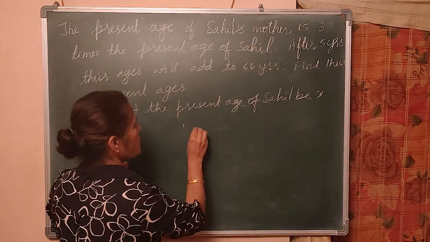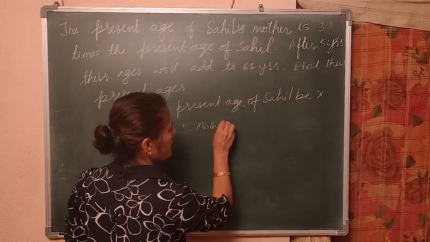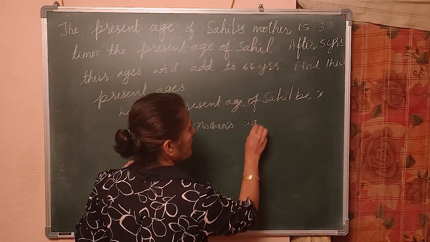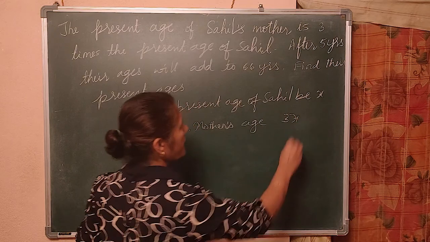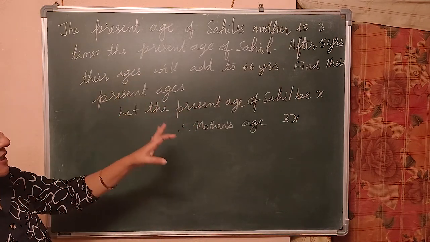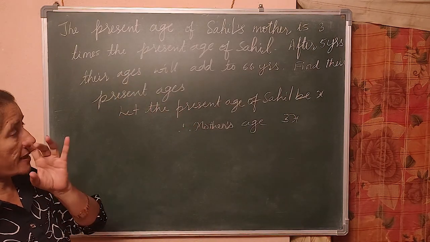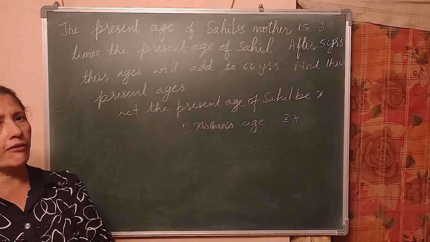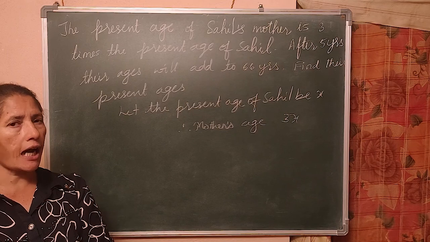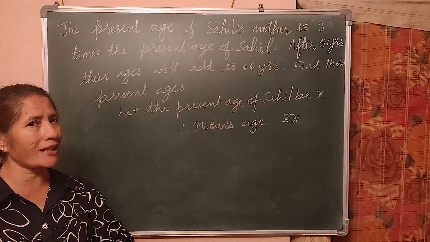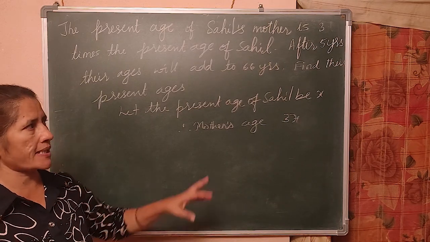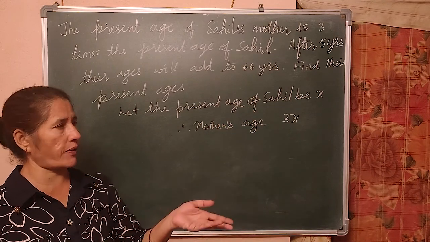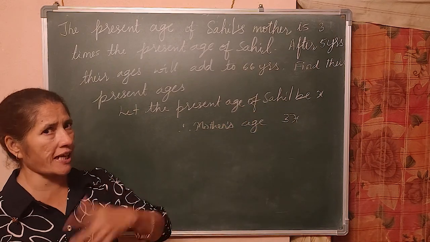Therefore, mother's age is 3x. Am I right? So, Sahil's age is x, mother's age is 3x. After 5 years means, suppose you are now 13 years, after 5 years you are 18, 13 plus 5. So the same thing happens. Sahil's age will be x plus 5 and mother's age will be 3x plus 5.